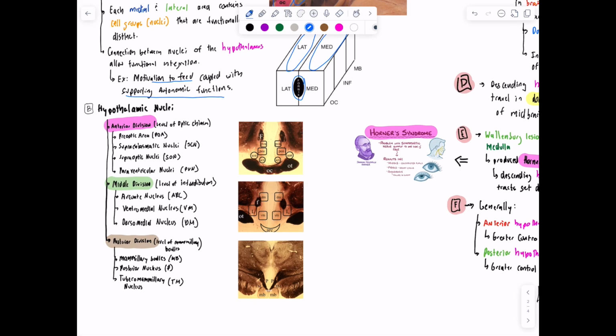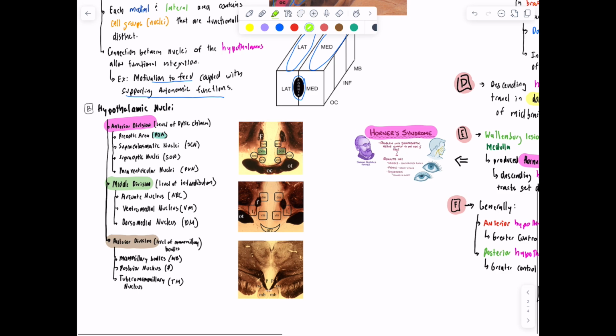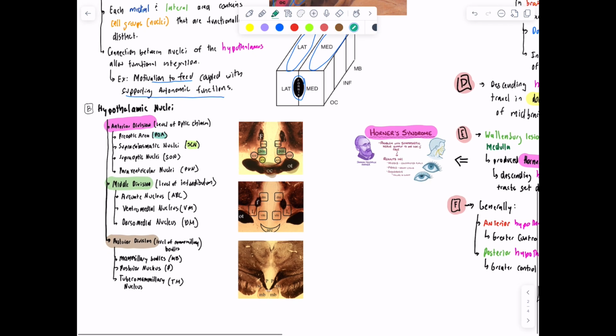All right, then we have a whole bunch of different nuclei, and to be honest, I feel like practice in lab is the best way to actually go about memorizing these, so please don't have this be your only resource. We have the pre-optic area, which you can see here. This is the anterior division that we're dealing with right here. We also have the suprachiasmatic nuclei, which you can see here. Then we have the supraoptic nuclei, which we see here. And then we have the optic chiasm bounding the bottom of the anterior division, right here it is, and then the optic tract right there. Then we have the paraventricular nuclei, which are located right here, adjacent to the ventricle, paraventricular.